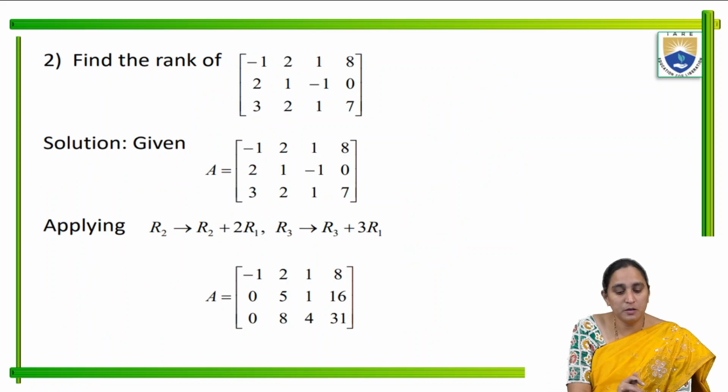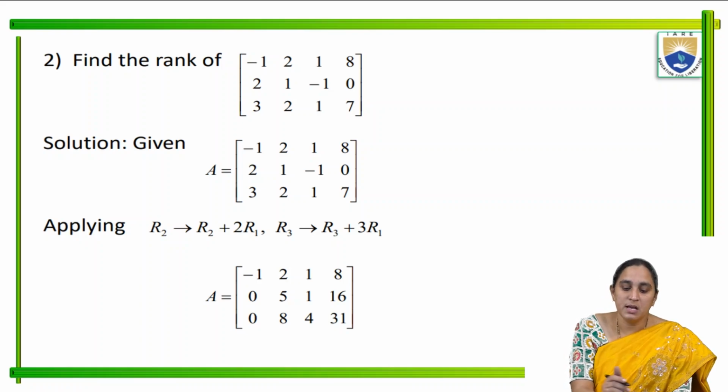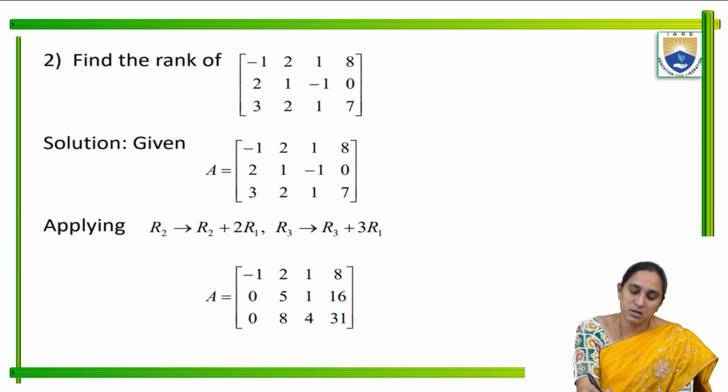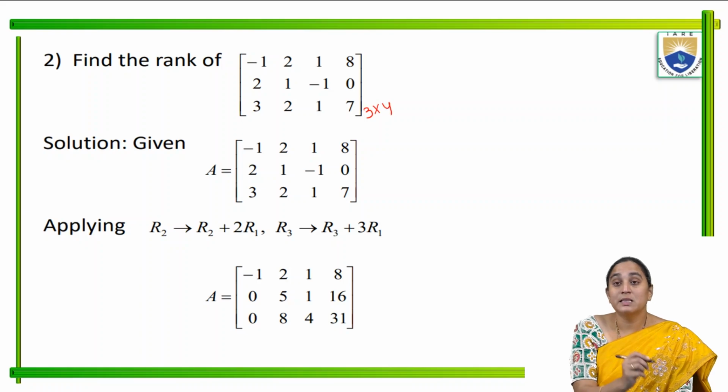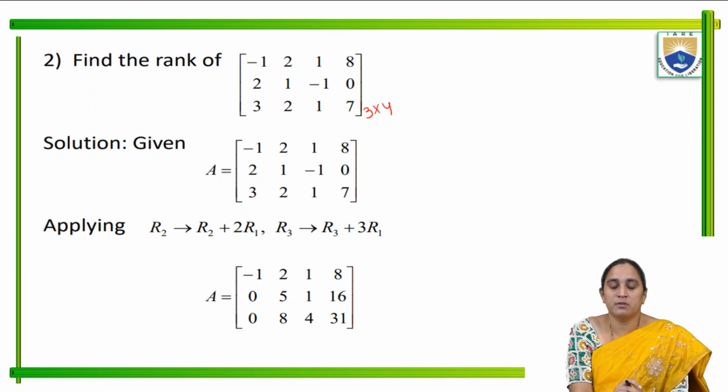Next example: find the rank of the matrix with rows minus 1, 2, 1, 8; 2, 1, minus 1, 0; 3, 2, 1, 7. Observe, is it a rectangular matrix or a square matrix? Here the number of rows is 3 and the number of columns is 4. Therefore, it is a rectangular matrix. Previously, we discussed the square matrix. Now I'll discuss the same concept for the rectangular matrix.